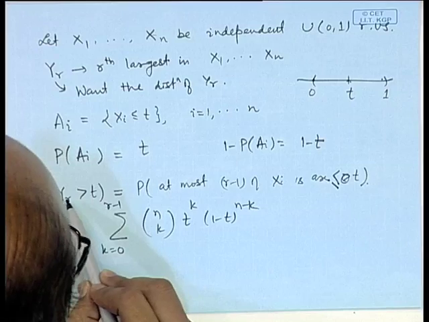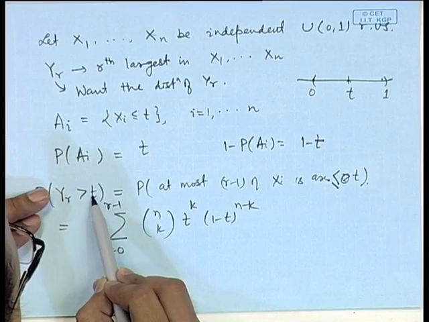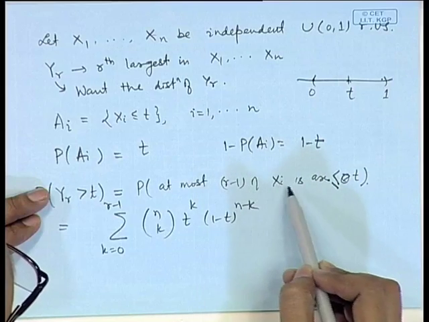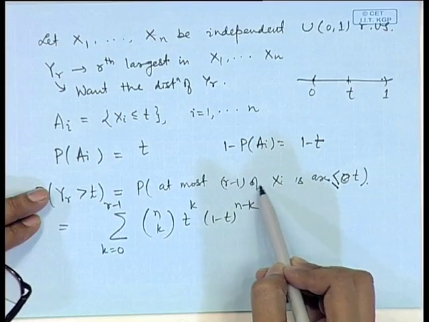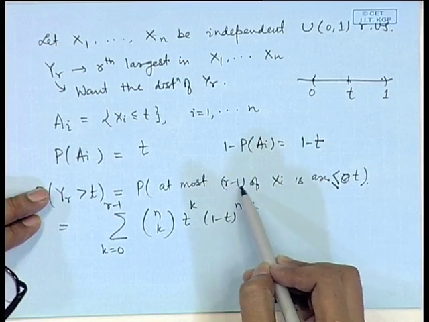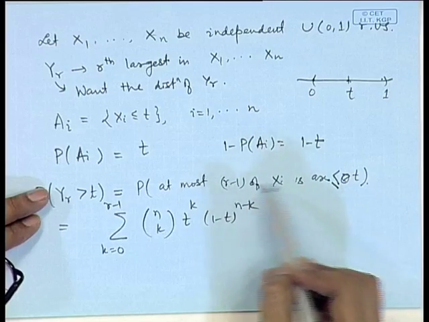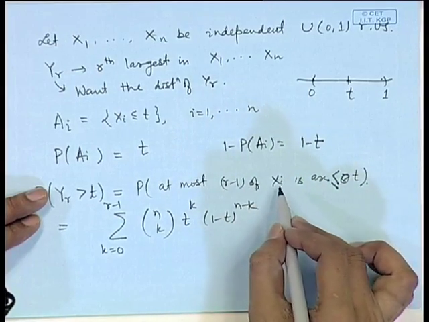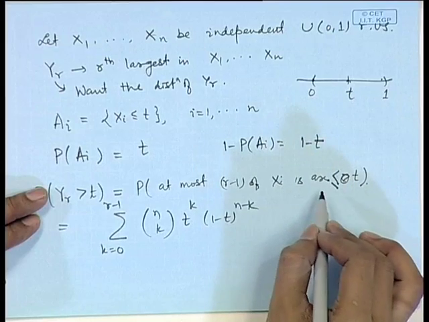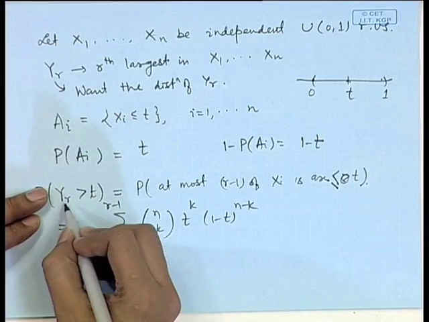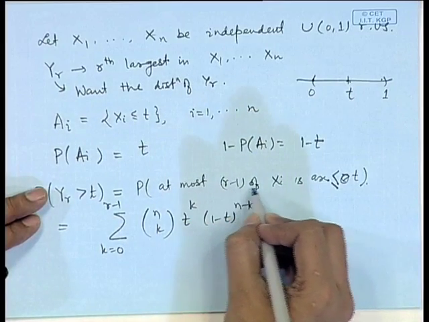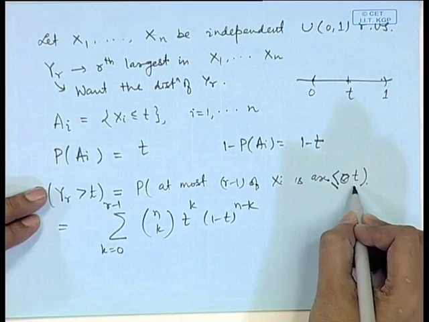What I am saying is that if the rth largest is bigger than t, then at most r minus 1 of the x i's will be less than or equal to t, because if r of them are less than or equal to t, then naturally it may happen that the rth largest will also become less than or equal to t. So, if we are saying the rth largest is greater than t, then at most r minus 1 of the x i's will be less than or equal to t.